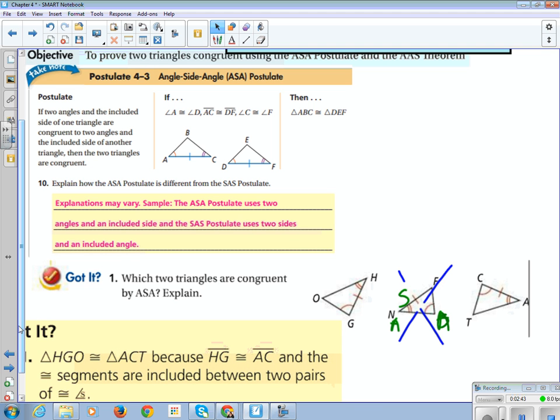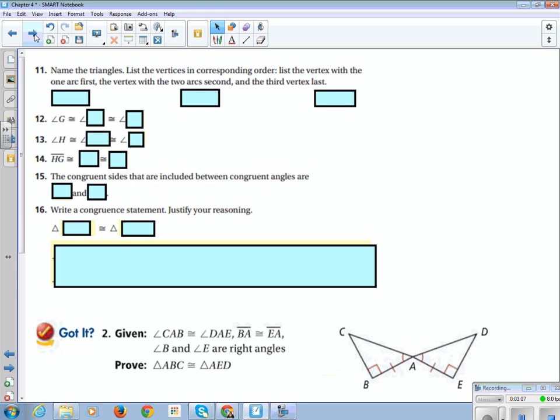So triangle HGO, or I would write that as HOG because it spells hog, is congruent to triangle ACT because HG is congruent to AC, and congruent segments are included between two pairs of congruent angles. They have the angle, side, angle.